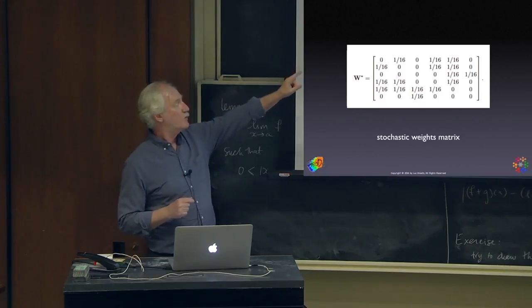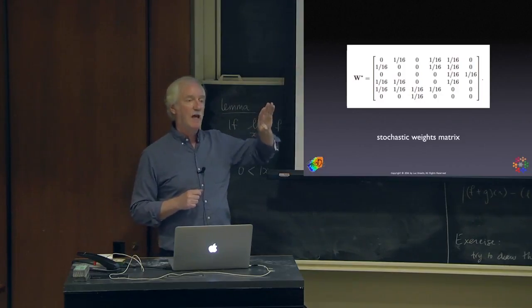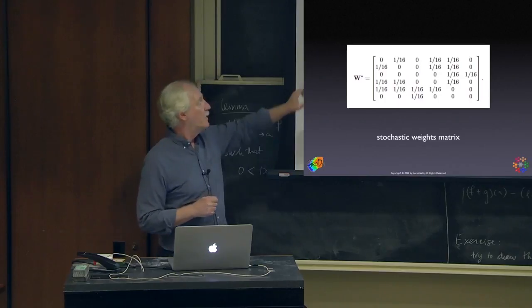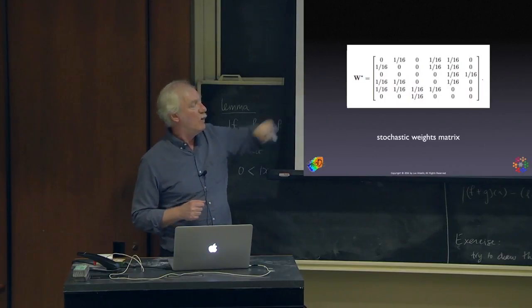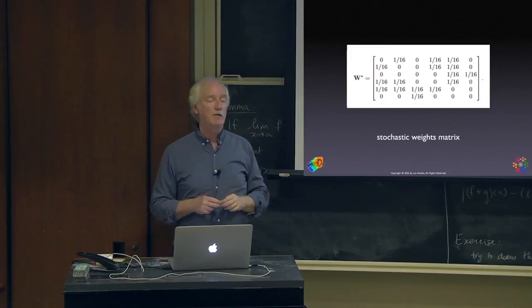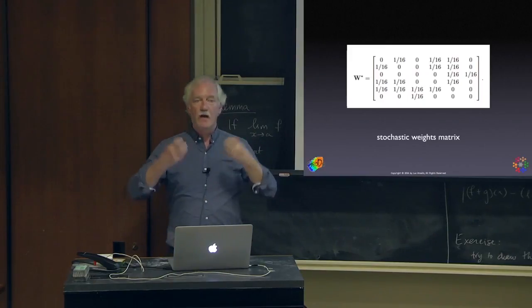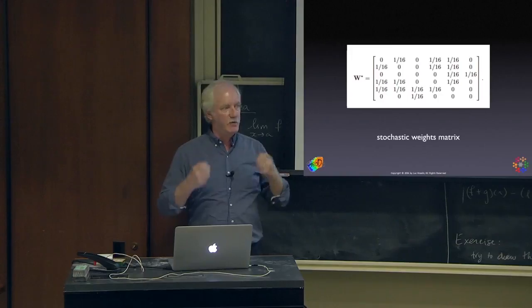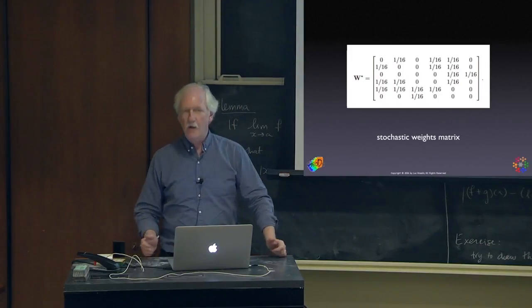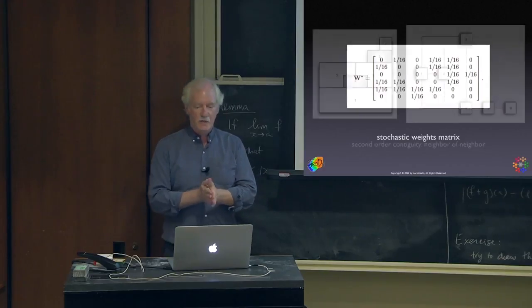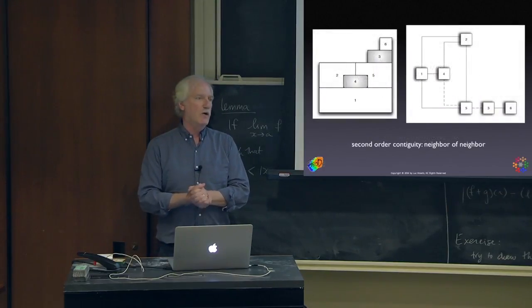Because in the first row, we multiply 3 neighbors by 1/16. But in the, which one is it? The third row, we only multiply 2 neighbors by 1/16. So again, we have our scale issue and a difficulty of comparing this. So then another important notion is the notion of higher order contiguity.